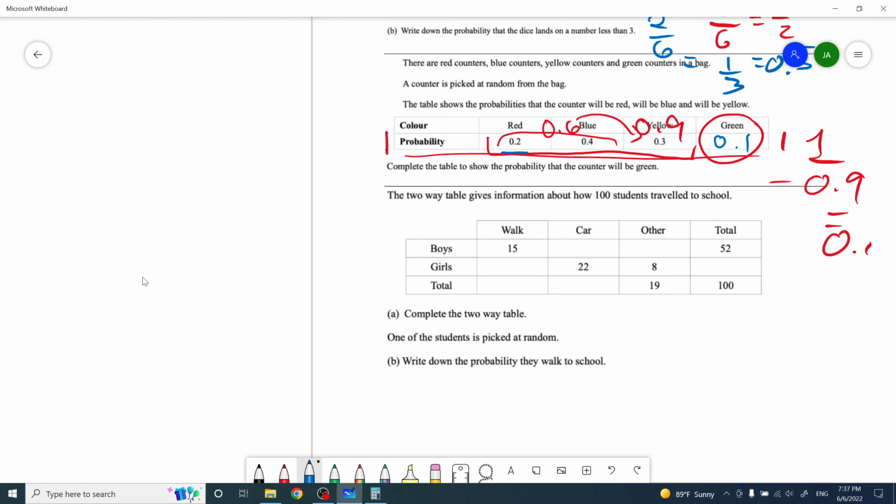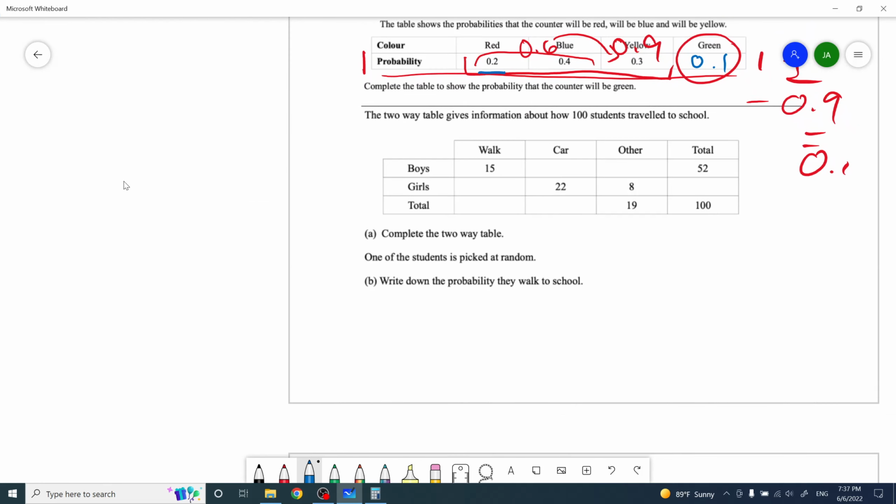Moving on to the next one. The two-way table gives information about how 100 students travel to school. So in total, they are surveying, or they're asking 100 students. So that's where our total of totals is going to be. And they've broken this down into 2 ways.